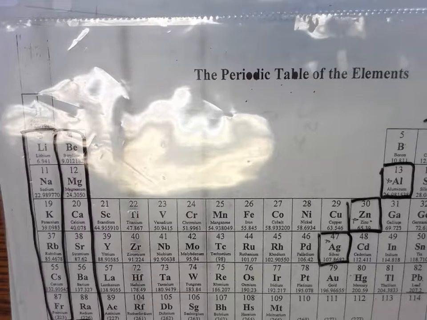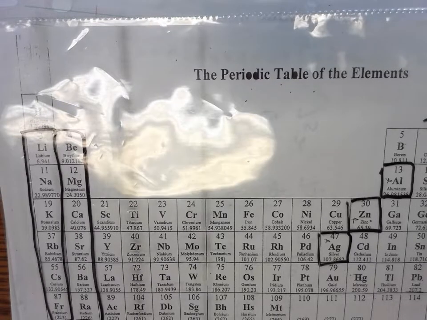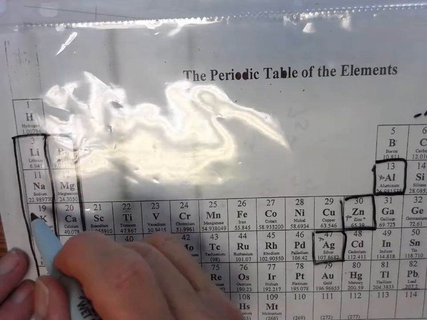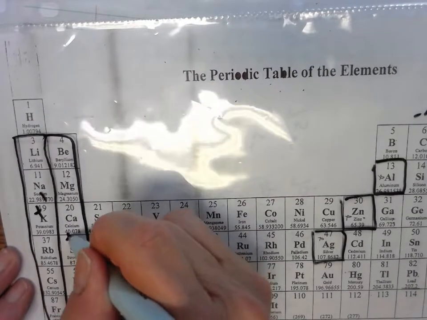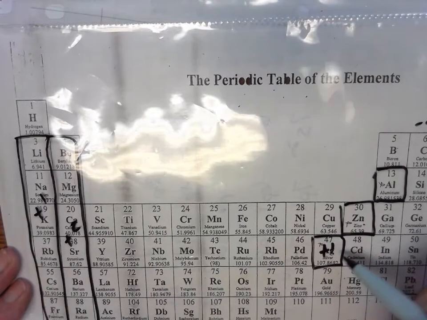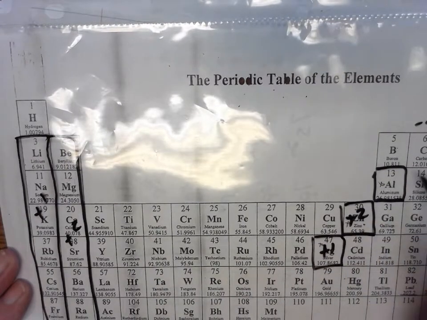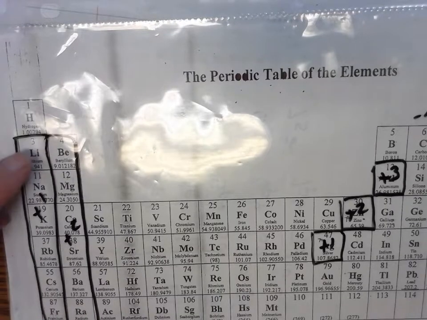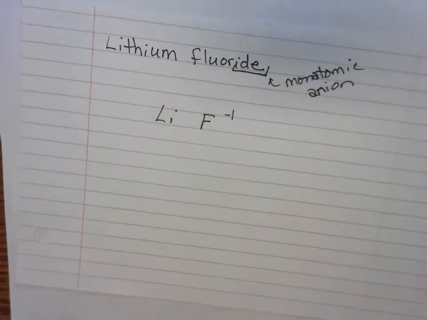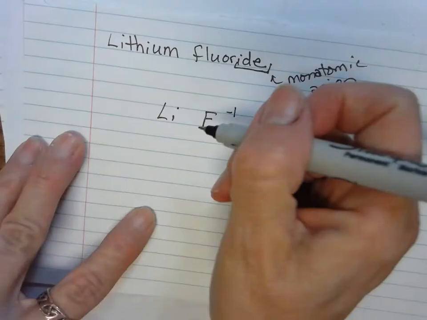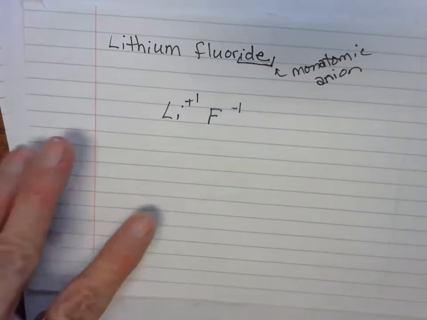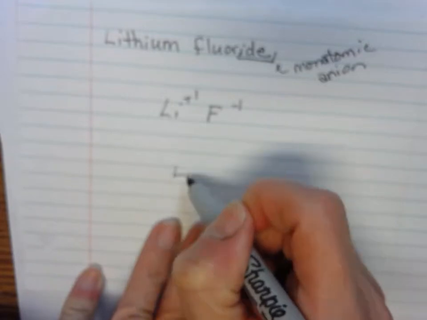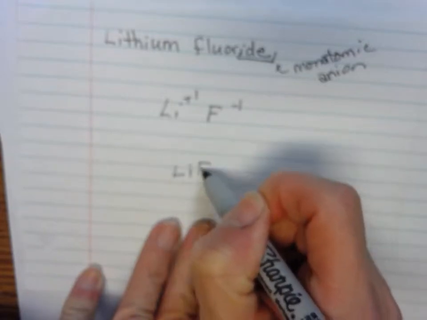We do not need to use Roman numerals, and we will not have two names. So all these have a +1, all these have a +2. Silver is a +1, zinc is a +2, aluminum is a +3. So we're dealing with lithium right here, +1 charge. A lot of you can already see that we've got a 1-to-1 ratio, and you're already seeing that the formula is going to be LiF.